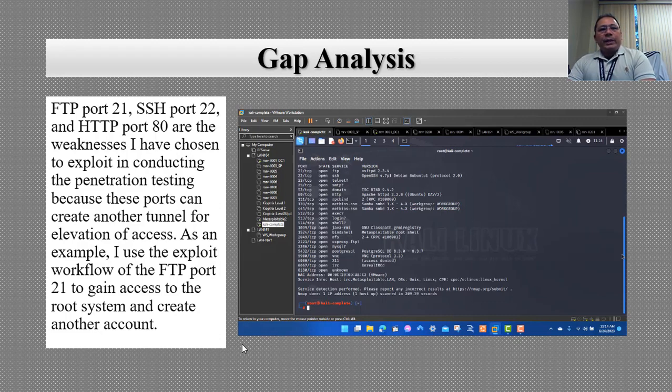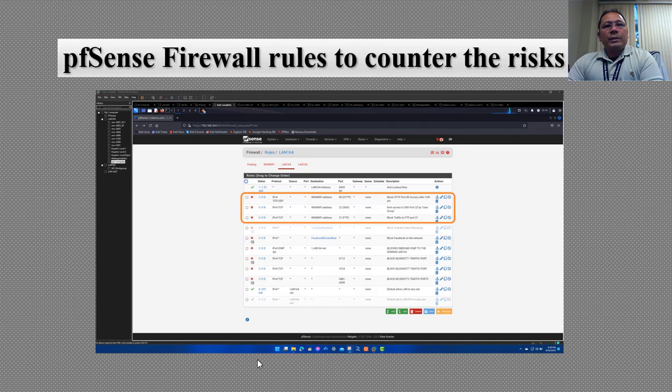In terms of timing, implementing a firewall restriction should be done as soon as possible to reduce the risk of attack. It's important to regularly review and update firewall rules to ensure that they are still effective in protecting the system. The screenshot on this slide reflects the rules that were implemented in the pfSense firewall to block traffic and limit access to the identified ports.